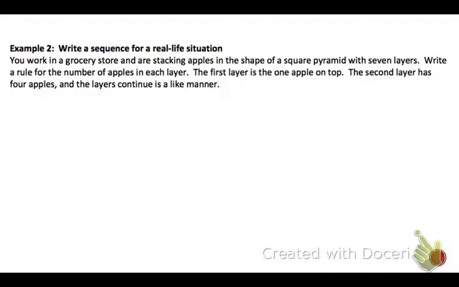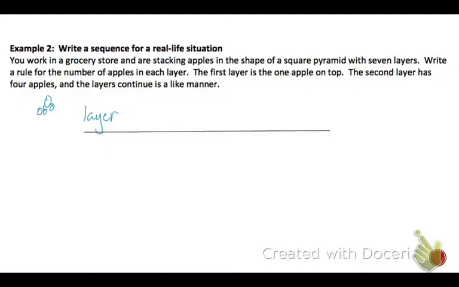Now let's look at this real life situation. You work in a grocery store and you're stacking apples in the shape of a square pyramid with 7 layers. So write a rule for the number of apples in each layer. The first layer is the top layer, with 1 apple. The second layer has 4 apples, and then the third layer would continue in like manner. You wouldn't build it that way, but that's how we're going to describe it. Now that is a very poor picture of 1 apple with 4 underneath it.